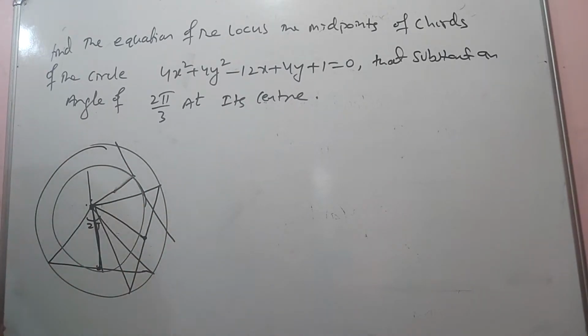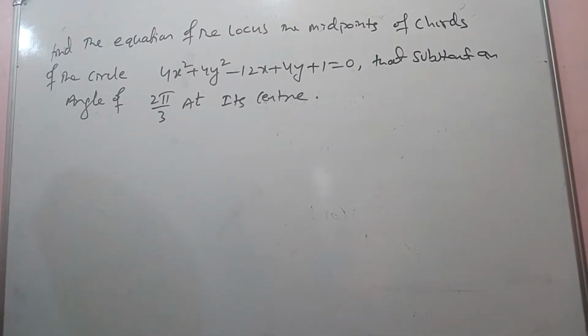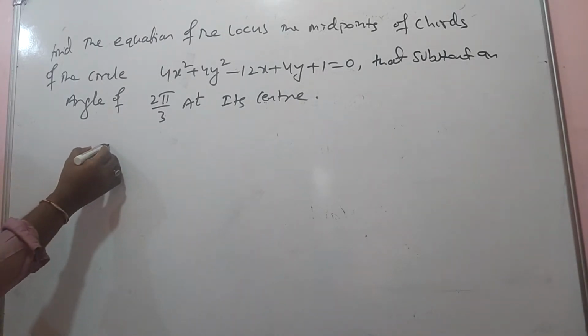This forms again a circle, right? So you have to find the equation of the circle here, the locus of the equation of the circle. That is what it is saying.